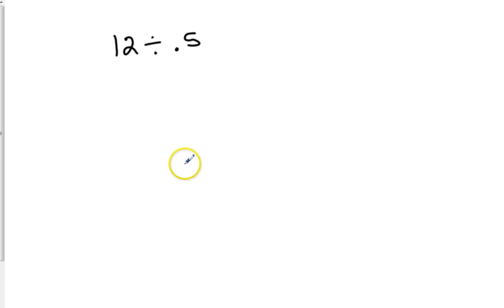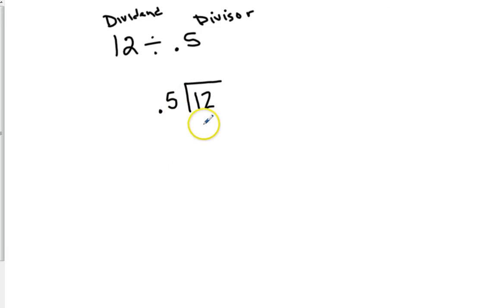In this problem, my problem says 12 divided by 5 tenths. This again is my dividend, and this is my divisor. We've been very trained to think that the larger number has to go on the inside. In this case, it is. So we're going to do 12 on the inside, and 0.5 on the outside. I cannot divide by a decimal, so I have to multiply by 10, which changes this into 5. I don't have a decimal in here, so I have to add one, and I have to move it 1 place to the right. When I do that, I have to add a 0 on the end.